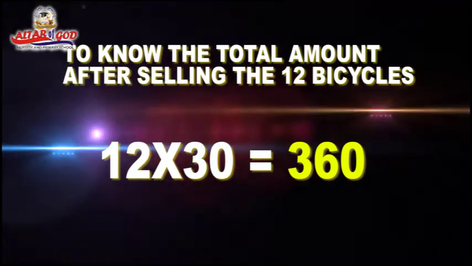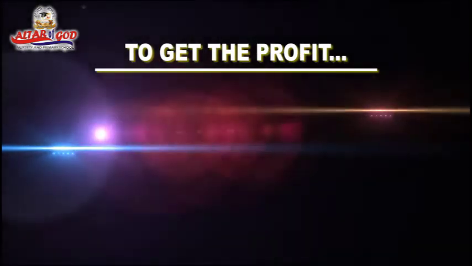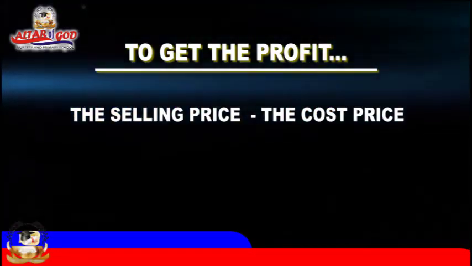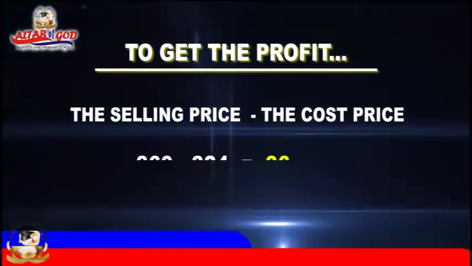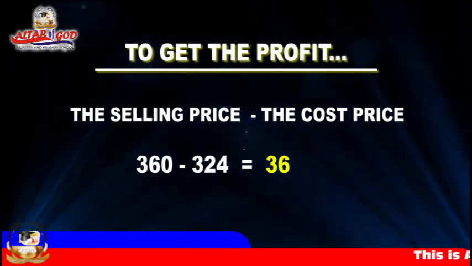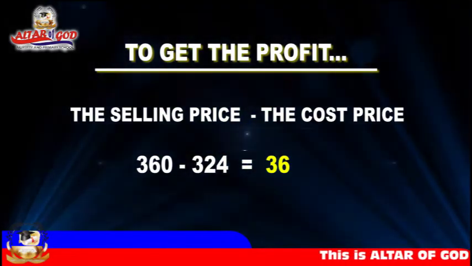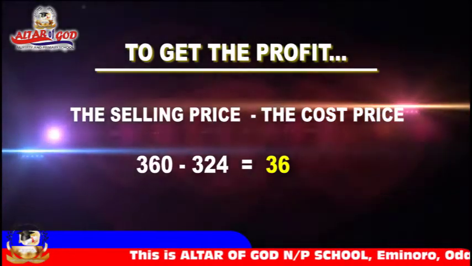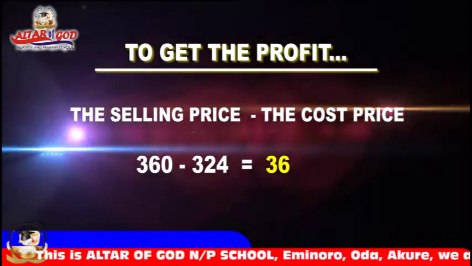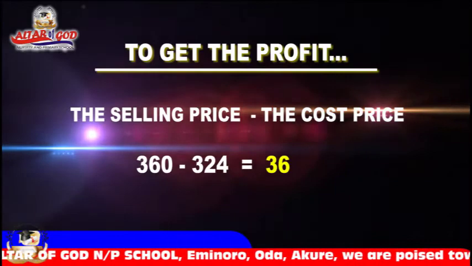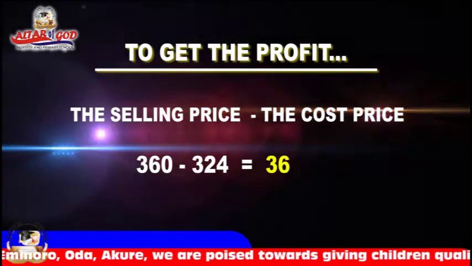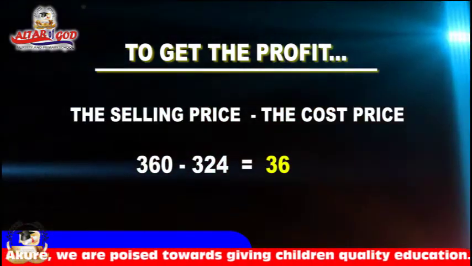360 naira. What is the profit? That is the selling price minus the cost price. Then we have 360 naira minus 324 naira, and that is 36 naira. The profit is what? 36 naira.